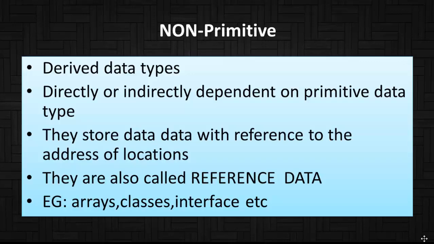Non-primitive data type. Derived data types. Directly or indirectly dependent on primitive data type. They store data with reference to the address of locations. They are also called reference data. E.g., arrays, classes, interface, etc.